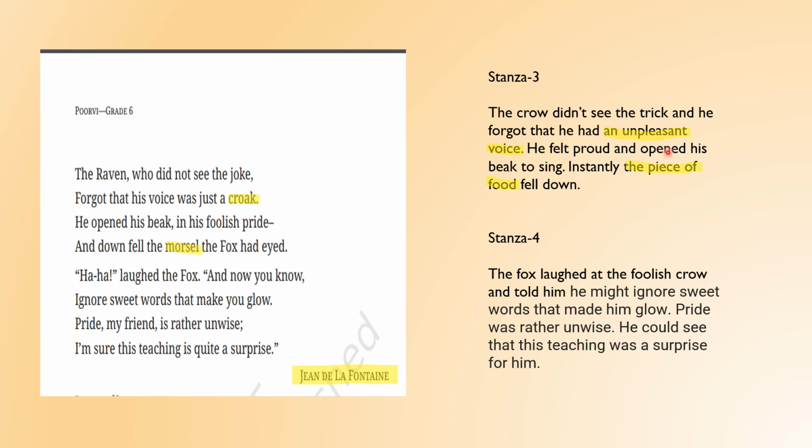So croak means an unpleasant voice. The crow didn't see the trick, and he forgot that he had an unpleasant voice. When the fox called him a very beautiful or a handsome bird, he felt proud, and then he opened his beak to sing. And as soon as he opened his beak, what happened? At the same time, the piece of food fell down, which the fox was looking for.